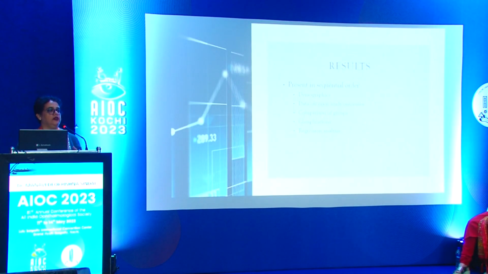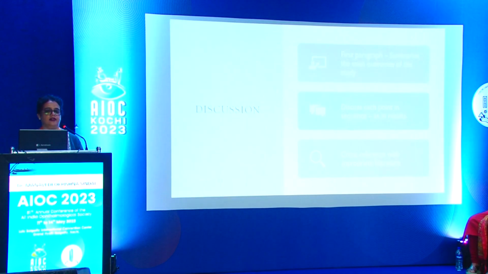These results should be presented in a sequential order. Again, it mainly starts with demographics, goes on to the data, which is the main component of the main study group data. Then you can have comparison of groups. You go on to talk about complications and then have your regression analysis. Finally, we come to the discussion part of the paper.